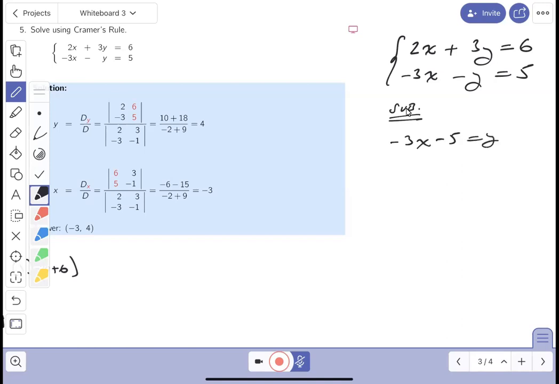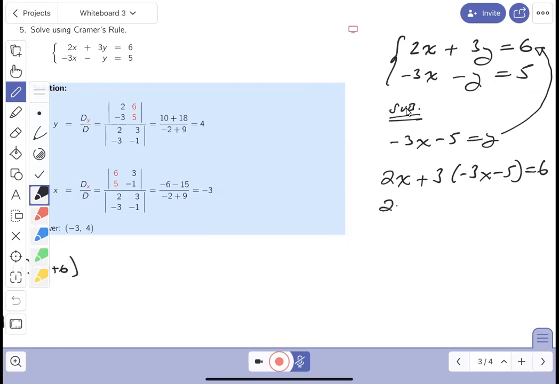I took the second equation and solved for y, and then I would take that and plug it into the first equation. Let me put that down for you. 2x plus 3, well, what's y? Minus 3x minus 5. And what does that equal? 6. Repeat this: the second equation, I solved it for y because it was easy. Then I took that and plugged it into the first equation.